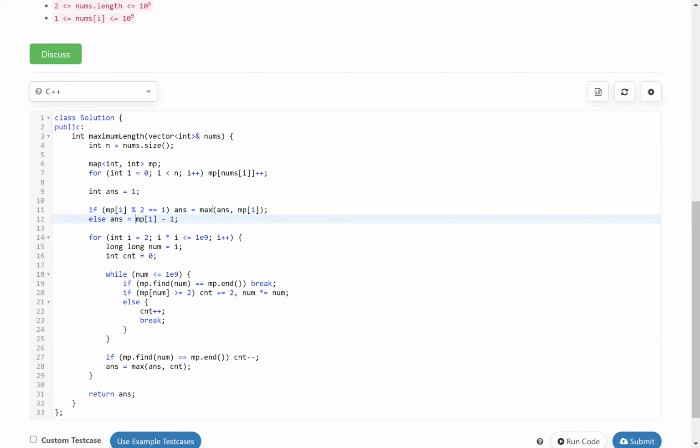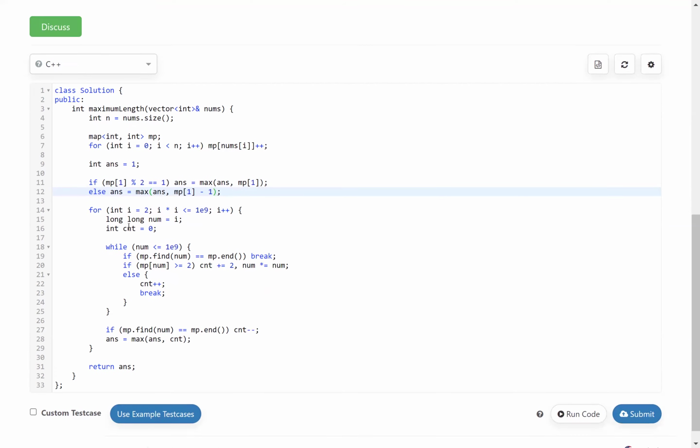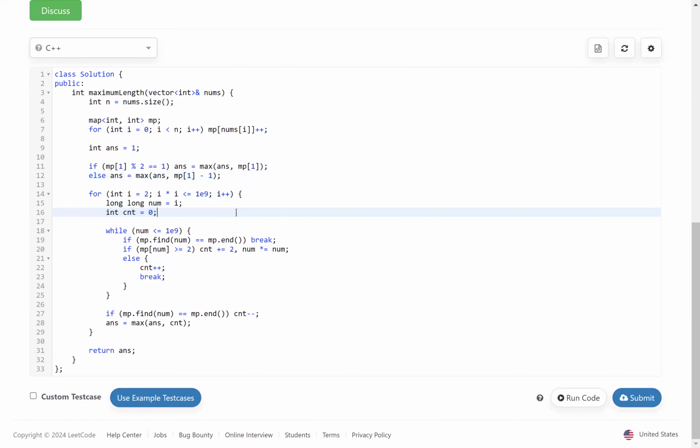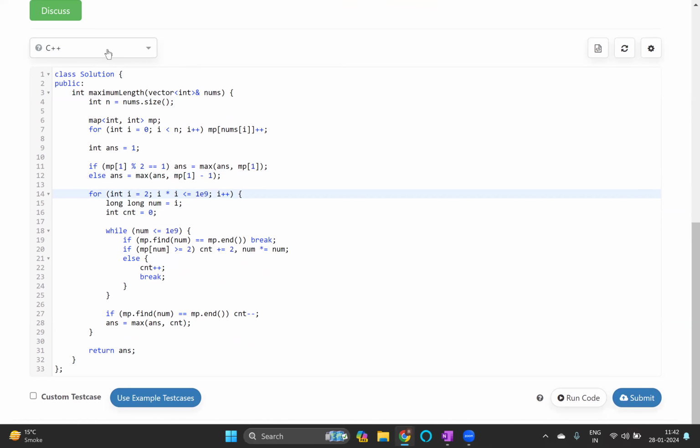Just keep it as similar as the explanation. After that, we are running a loop from 2 to under root, like square root of 10 is the power 9, that many times.